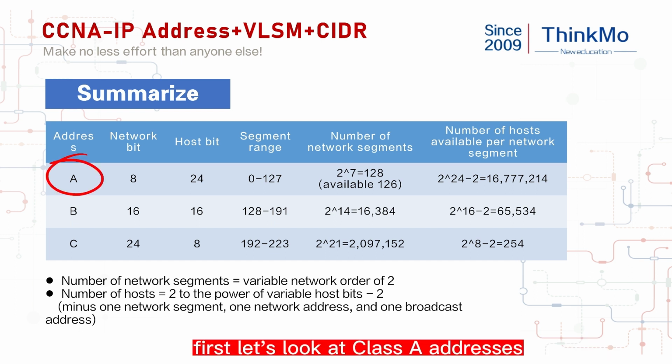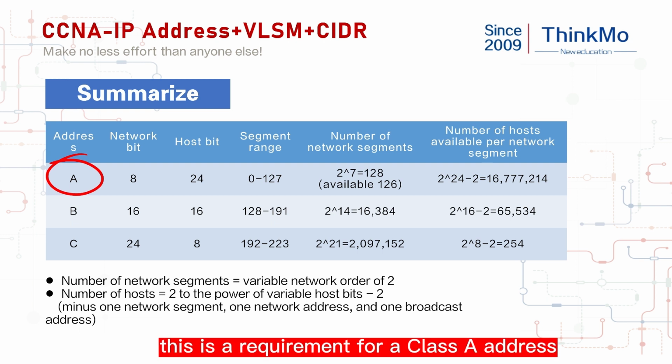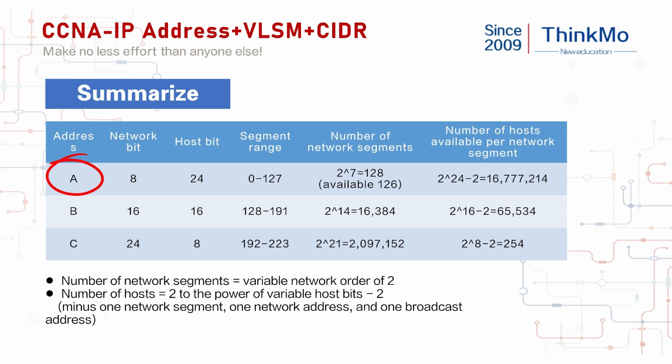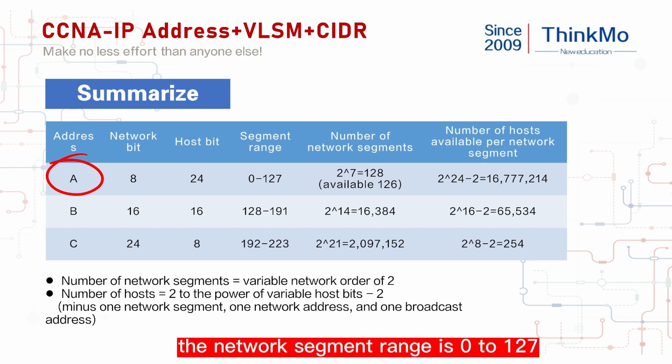First, let's look at Class A addresses. Class A addresses have 8 network bits. Its host bit is 24 bits. This is a requirement for a Class A address, so you don't need to worry about these digits. The network segment range is 0 to 127, but actually available is 1 to 126. We just write 0 to 127 here.